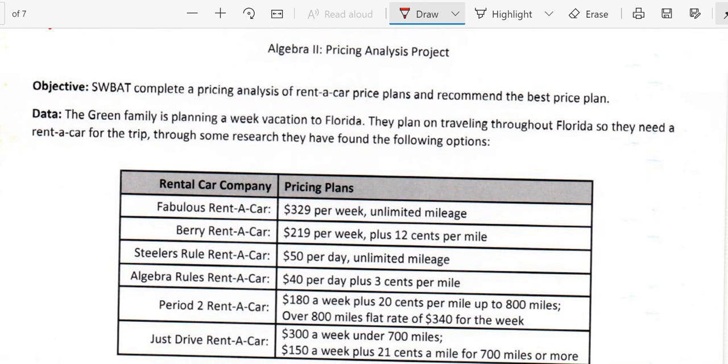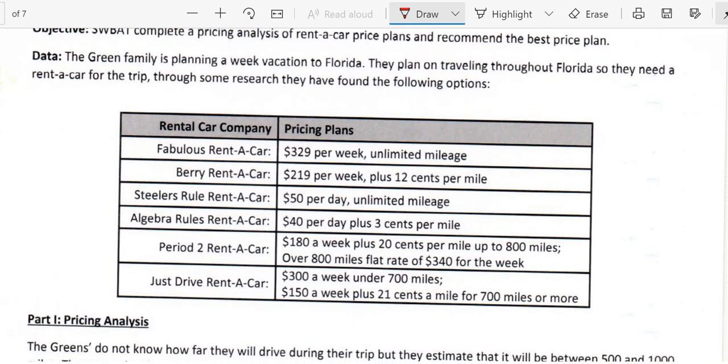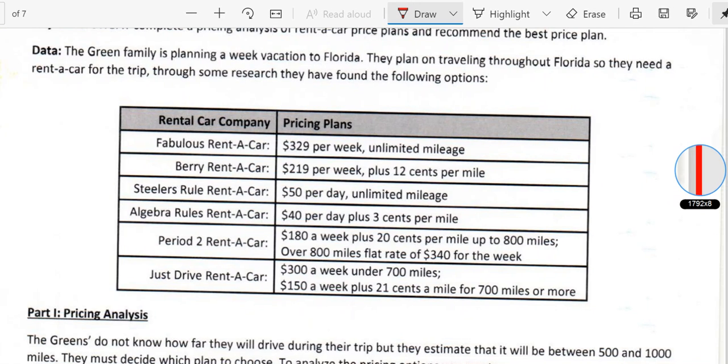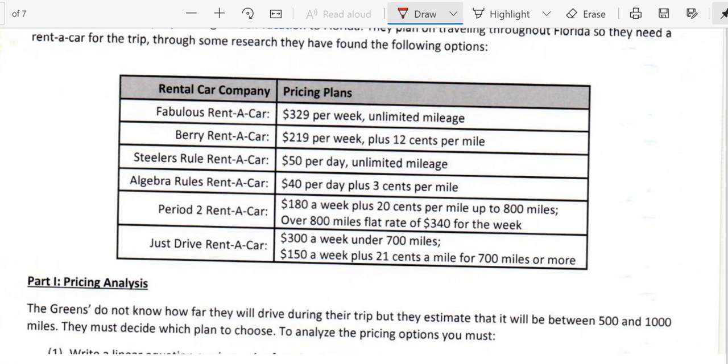So this project, the goal is to do a pricing analysis on some rent-a-car options for a week trip. It says the Green family is planning a week vacation to Florida. They plan on traveling throughout Florida, so they need a rent-a-car for the trip. Through some research, they have found the following options. So if you look here, we have 6 different rent-a-car options. Now, I'm going to go through the explanation and then I'll come back and look at the equations.